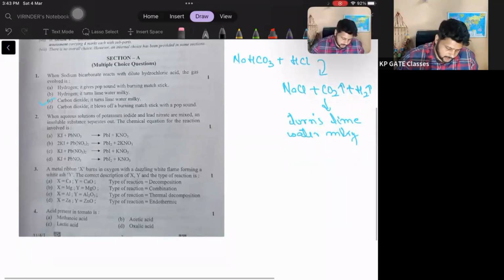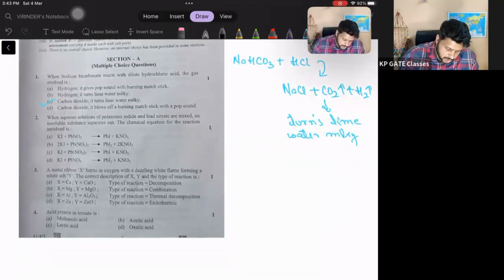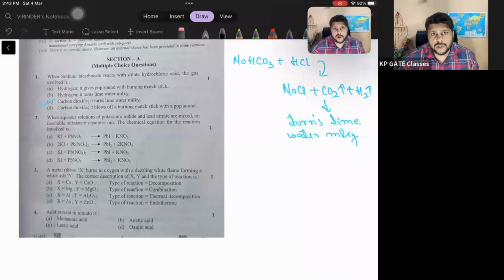Now let's come to the second question. When aqueous solution of potassium iodide and lead nitrate are mixed, an insoluble substance separates out. The chemical equation for the reaction involved is, so it is again a very simple question. You just have to identify the reaction. So if you do not know the reaction, then also you could have solved it by just knowing their valency. So if you do not know the valency, then also we can calculate the valency just by seeing these examples.